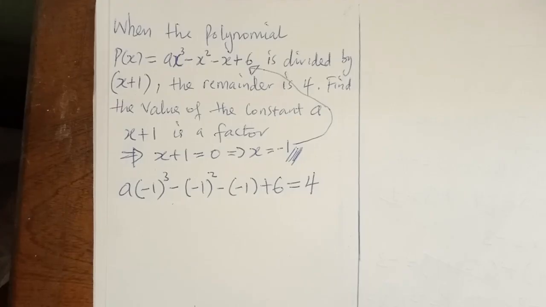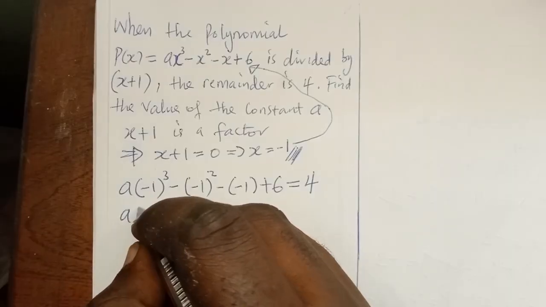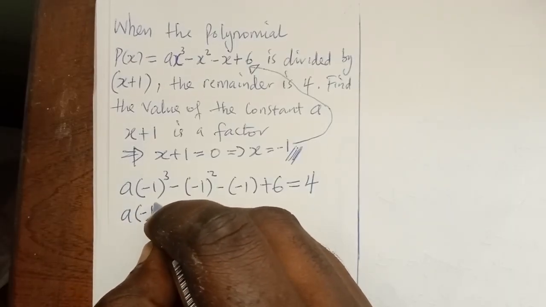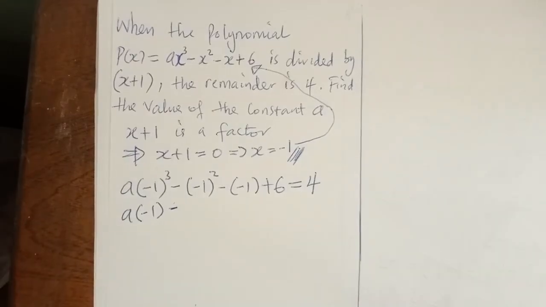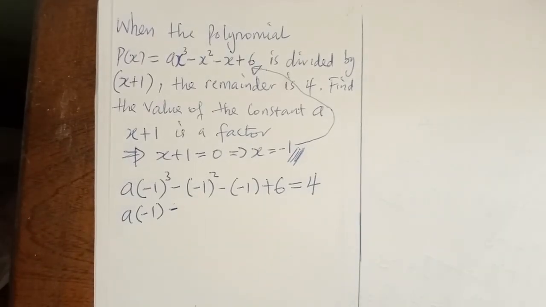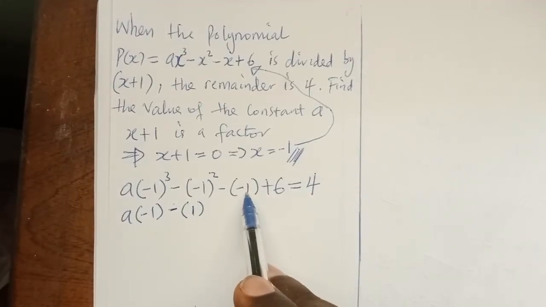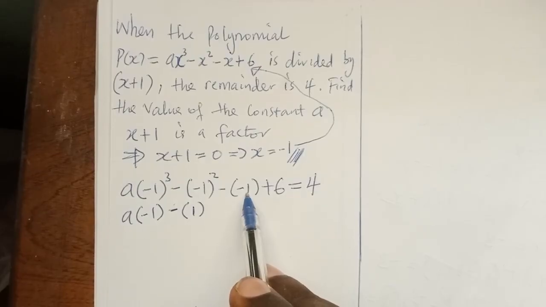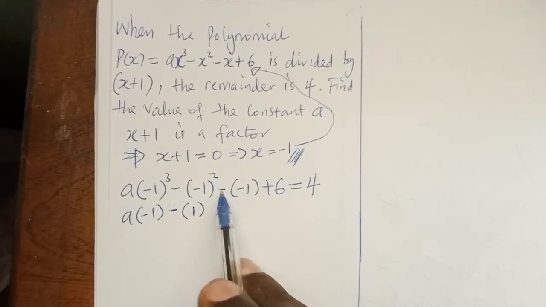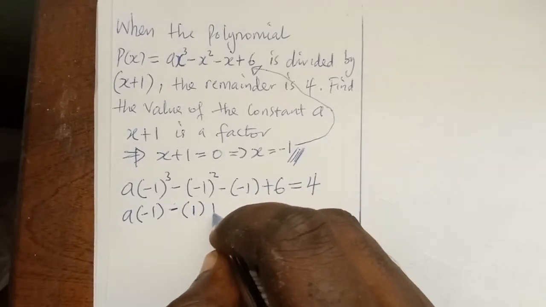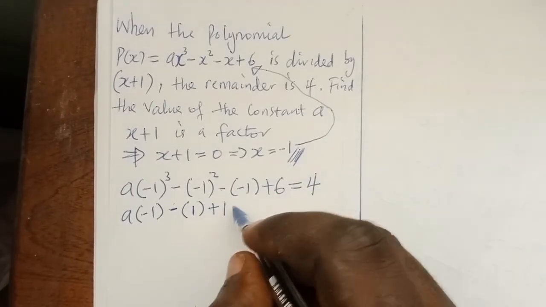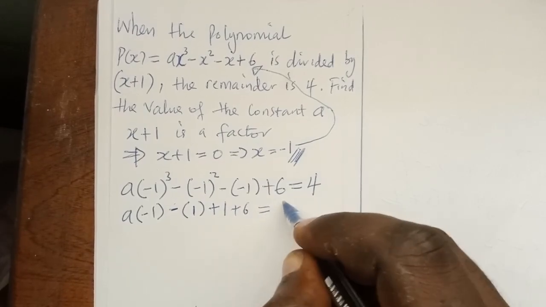So minus 1 times minus 1 is plus 1. Plus 1 times minus 1 is minus 1. So minus 1 three times is minus 1. So we have a into minus 1, minus, so we have minus 1 squared is 1. So into 1, we have minus 1 here. So this minus 1 times this minus, so minus times minus 1 is going to be plus 1. Plus 1 plus 6 is equal to 4.